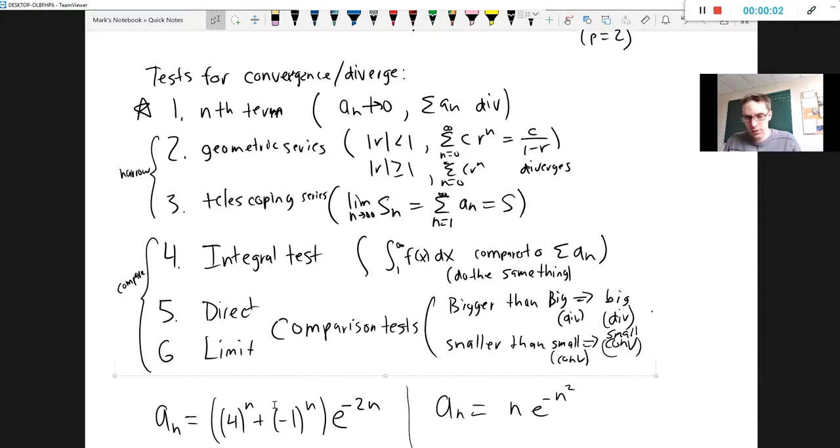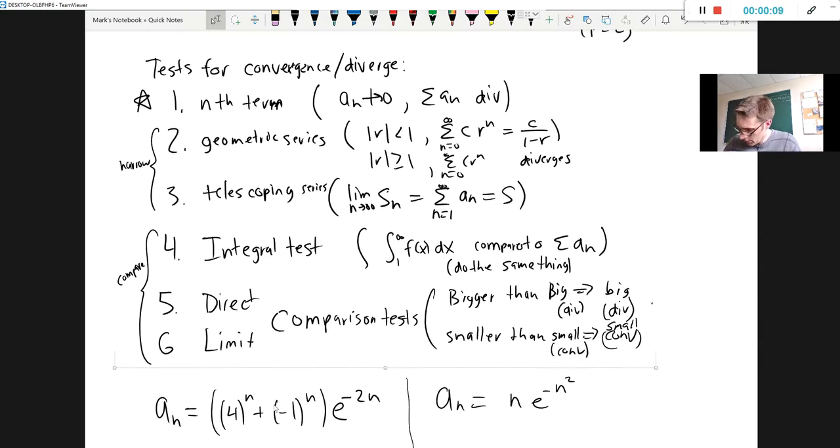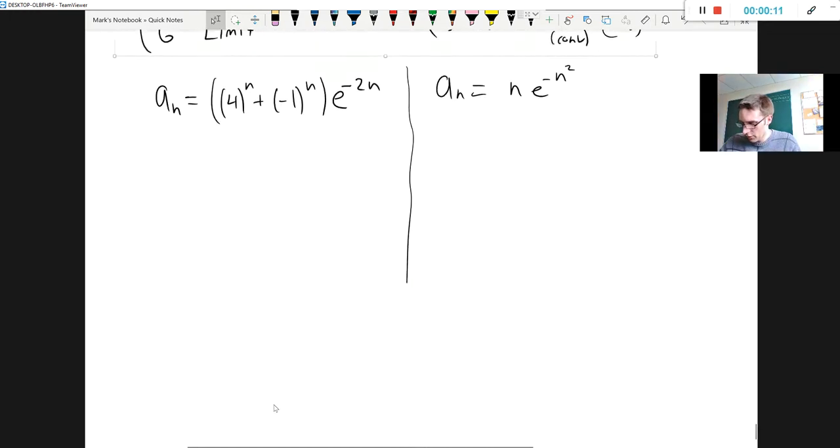All right, let's do a couple more examples where we try to identify the appropriate test for convergence or divergence. I've got two examples to work through in this video. The first one is a little messy looking. It's got 4 to the n plus minus 1 to the n times e to the negative 2n. We will take that one first, and then the second one is n e to the negative n squared.